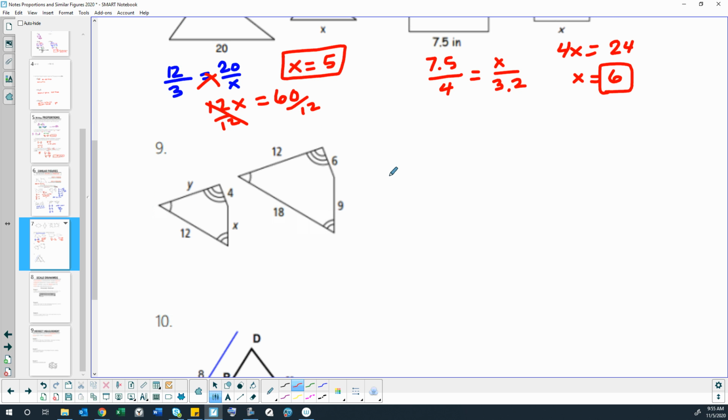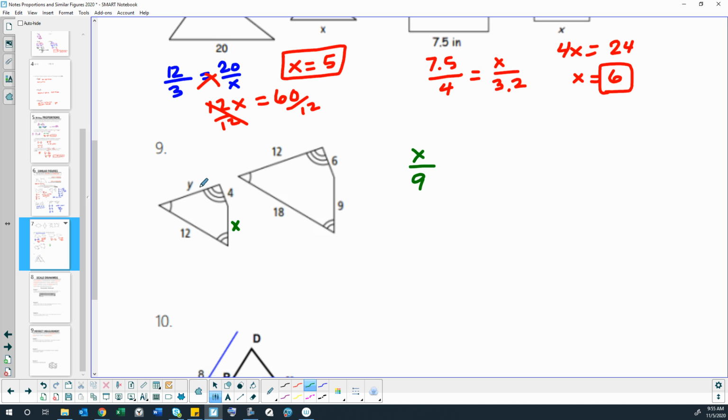Okay, now we're going to do number 9, but number 9 is especially tricky here because we have 2 different things to find. We have y and we have x. So I'm going to go ahead and start with finding side x. It looks to me like, based on the angles that are congruent, that side x goes with 9, don't you think? So x goes with 9.